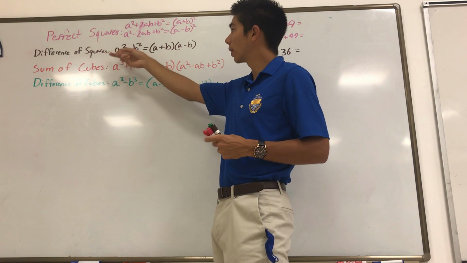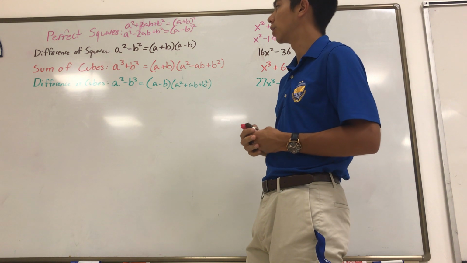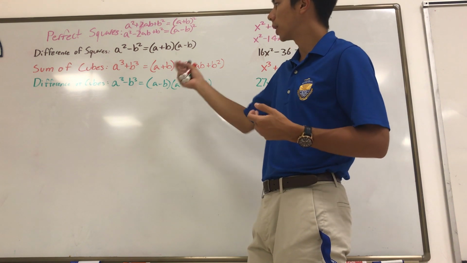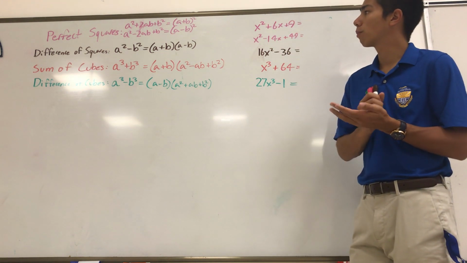We're going to look at difference of squares, which is also another normal factoring thing that you guys probably have seen and noticed before. And then we're going to look at 2 things that might be new, which are the sum of cubes and the difference of cubes. So we're going to start off with perfect squares.